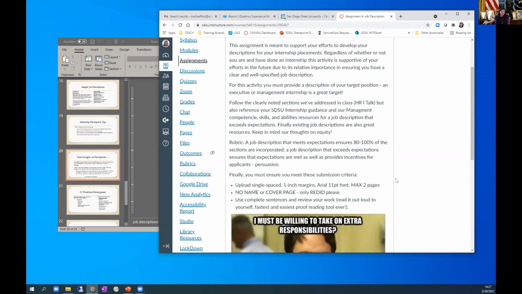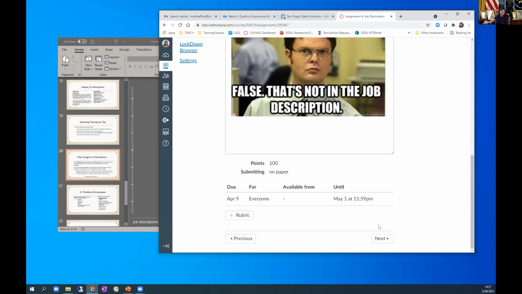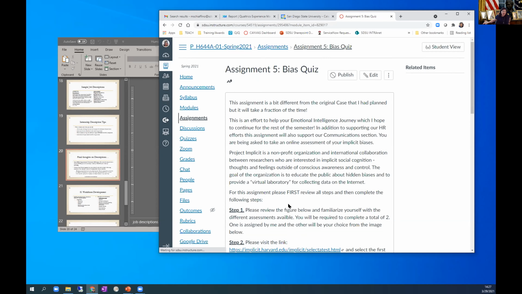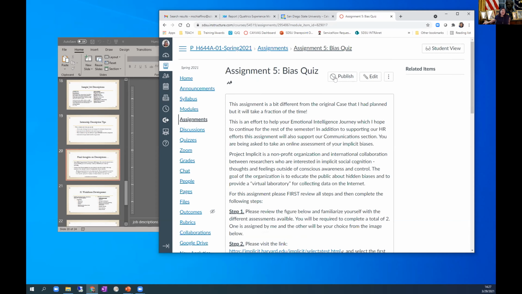Okay, and then the other assignment that I'm going to drop on you guys, and this one will also, oddly enough, help you, is the bias quiz. When we talked about our bounded rationality and our perspectives on job descriptions, I want us to see how any implicit bias may impact our decision-making as well.